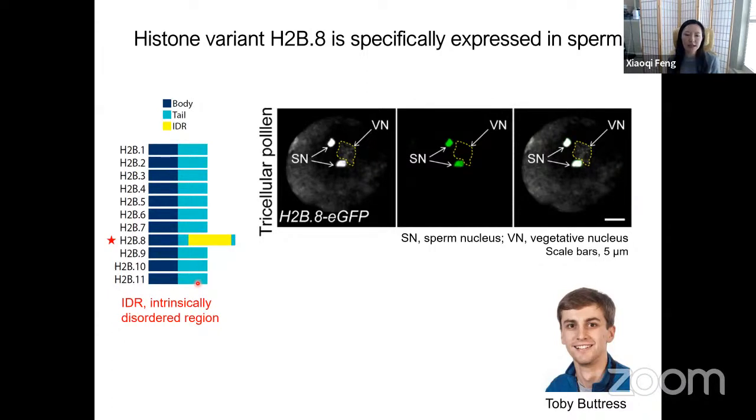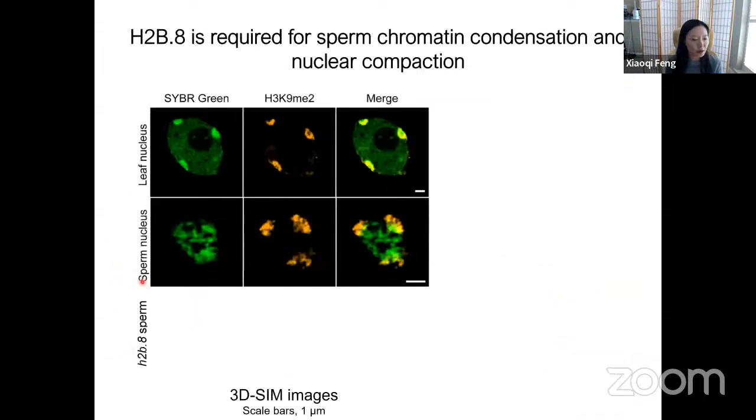And because phase separation has recently been shown to induce nuclear condensates, we then hypothesized that H2B.8 may contribute to sperm chromatin condensation via a phase separation mechanism. So to test this hypothesis, we generated CRISPR knockout mutants of H2B.8 and examined their sperm chromatin using super resolution imaging. So before showing you the mutant, I first want to show you the wild-type sperm because there's something unusual about this chromatin. So you can see all these chromatin aggregates, and these are not seen in somatic cells.